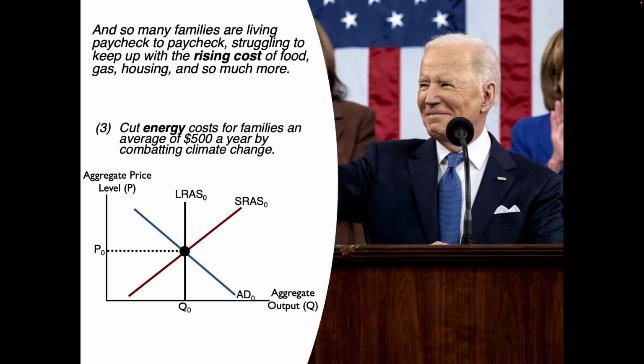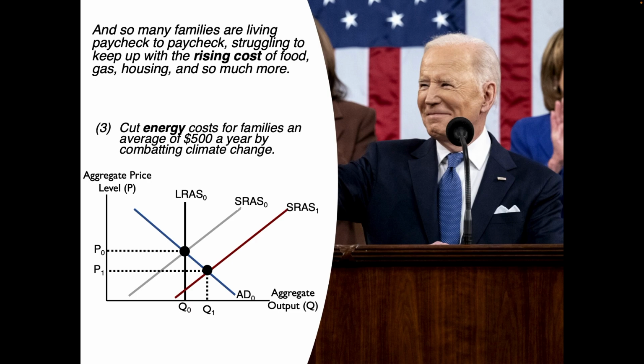Finally, what about the last one? Cutting energy costs for families at an average of $500 a year. Again, this is more of a localized change, not a macroeconomic change. But if it does have some macroeconomic impact, the impact of that will indeed be that the short-run aggregate supply curve will shift to the right because it will be a lower cost of production. And if this is so, that will indeed put a downward pressure on prices, reducing prices and also increasing output.